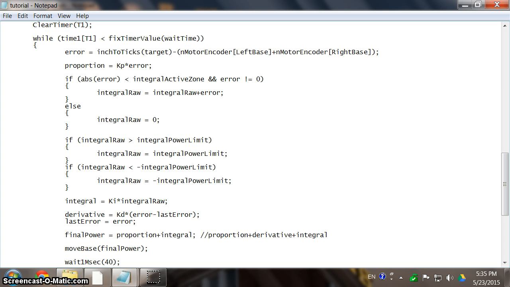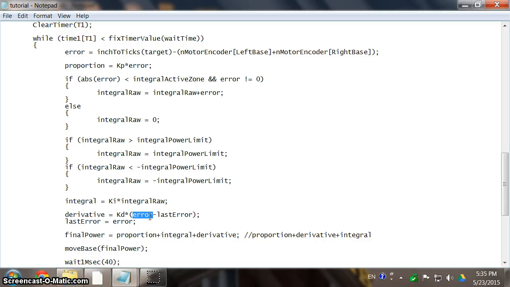Alright, so how does this make sense? And finally, we need to add the derivative to the final power. First, you have to understand that this is the very formal way to calculate the derivative, and it's the correct method to do this. Your error is smaller than your last error if you set everything up correctly. So your error minus your last error should be a negative value, and your KD is a positive value, so your derivative in general should be negative.